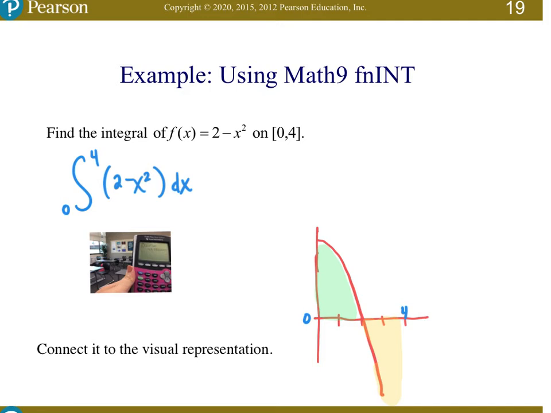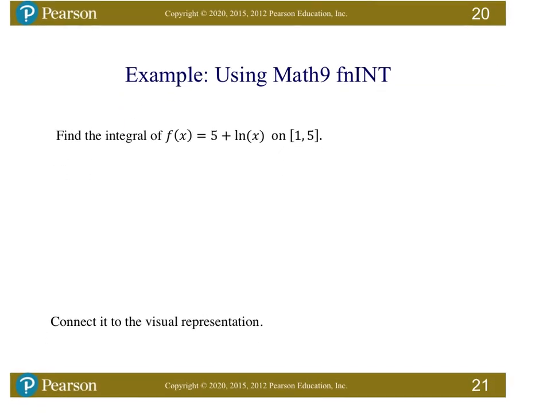Okay, so then we put that this is approximately equal to negative 13.3 repeating, and that's again square units as it represents the area under the curve. Okay, let's try another one.